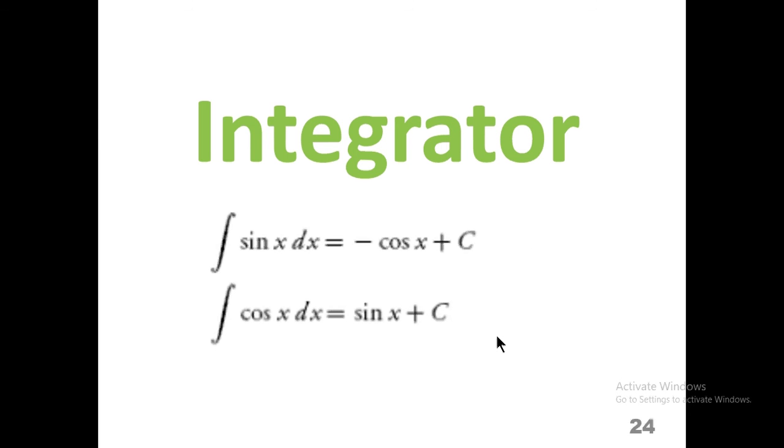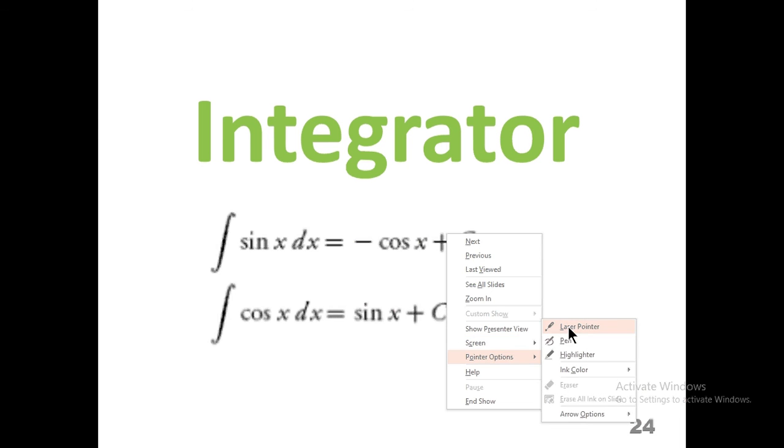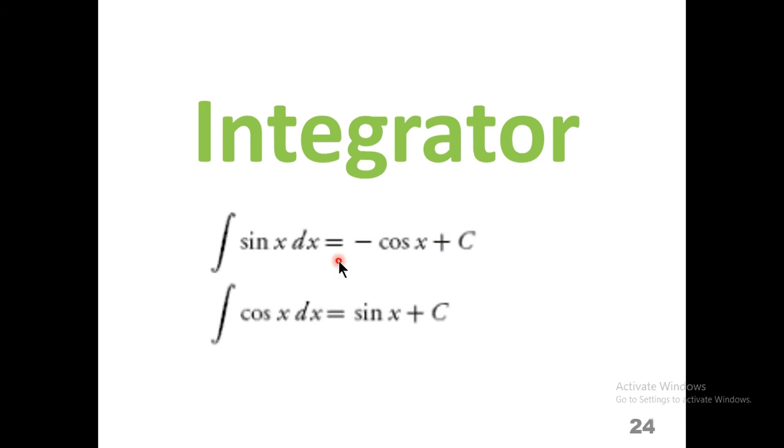Let's see the integrator. This is one of the applications of the op-amp. We know the basic mathematical formula for integration. The integral of sin x dx is equal to minus cos x plus c, and the integral of cos x dx is equal to sin x plus c. If you give sine as an input, we should get a negative cosine signal as an output. If we give a cosine signal as an input, we should get a positive sine signal as an output.